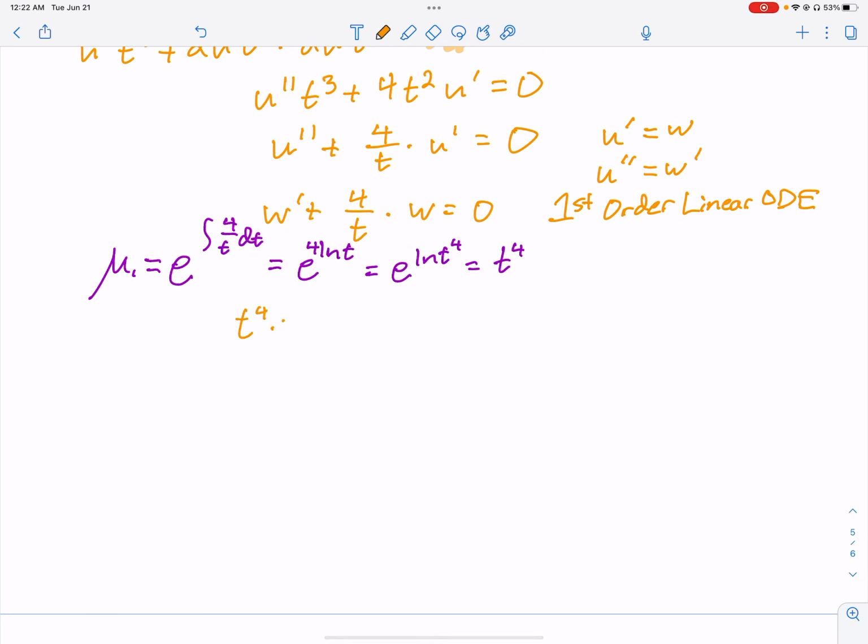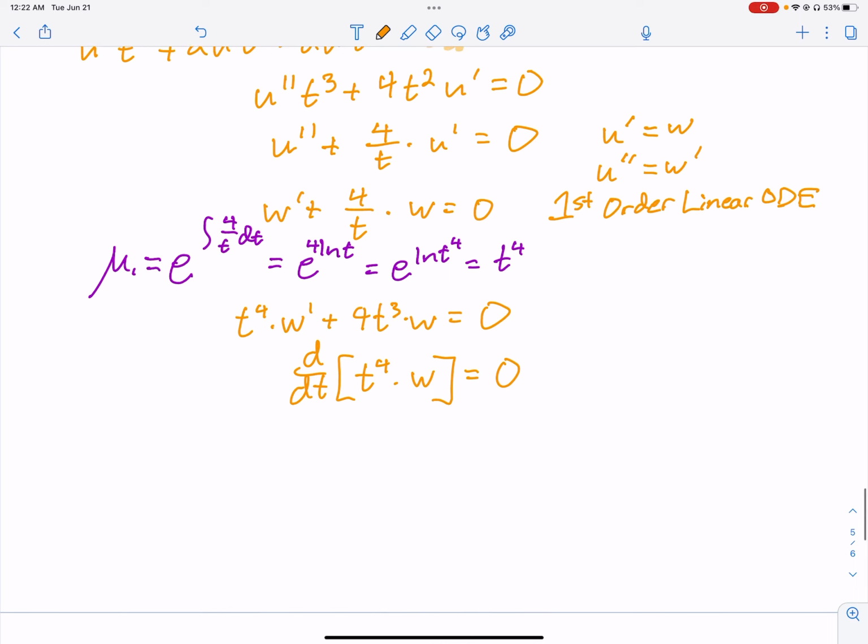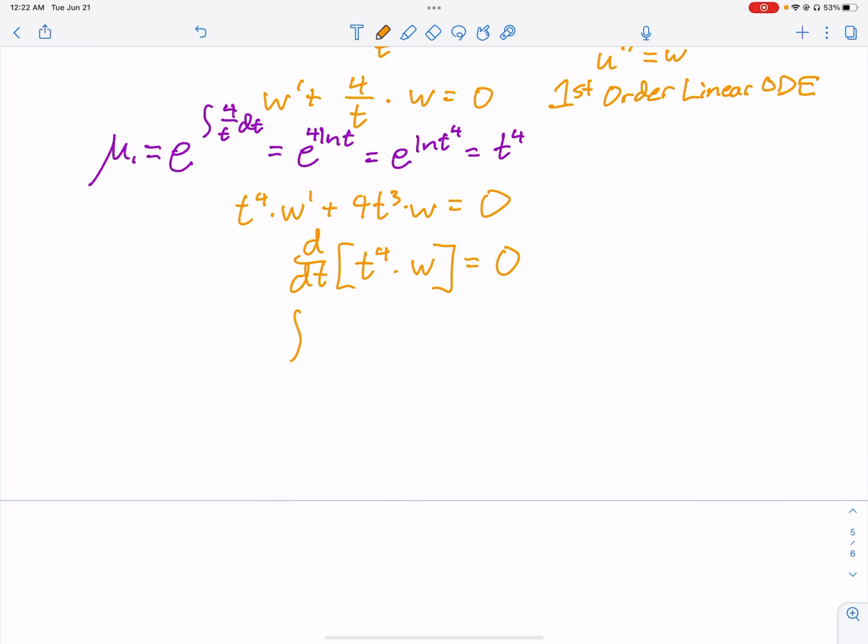Now I multiply everything by that. t to the fourth times w prime plus 4t to the third times w equals 0. We do that because now that is a guaranteed product rule. I would always recommend, if it were me on a test, I would be double checking that if I do that product rule, that I get the line above. That leads us to our integral to get rid of the derivative with respect to t. And then on the right side, we get 0, and be careful not to write 0 there. It is a constant.